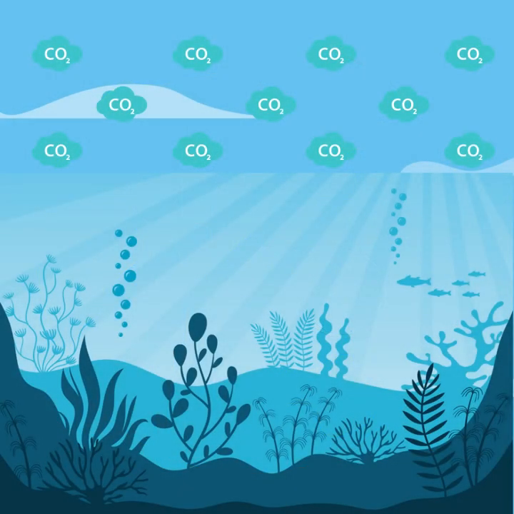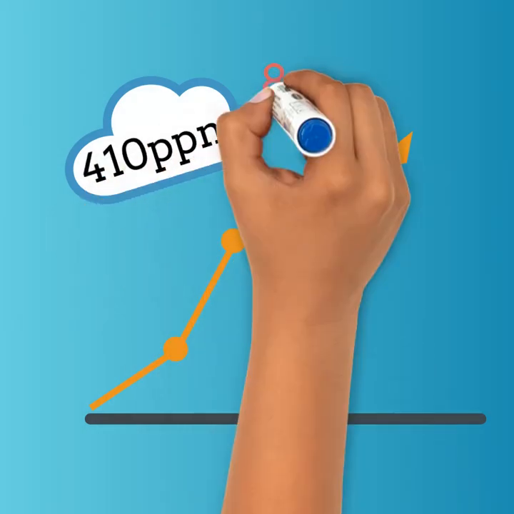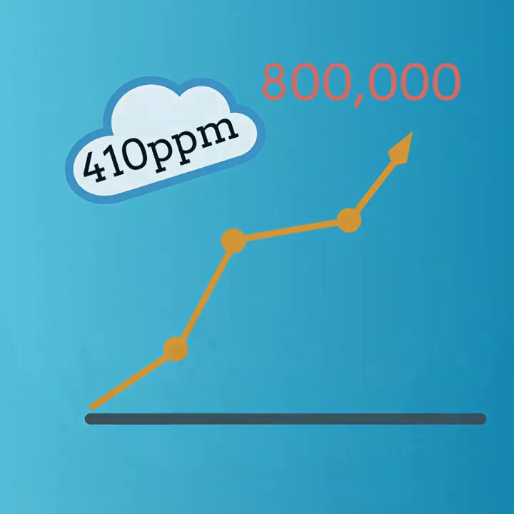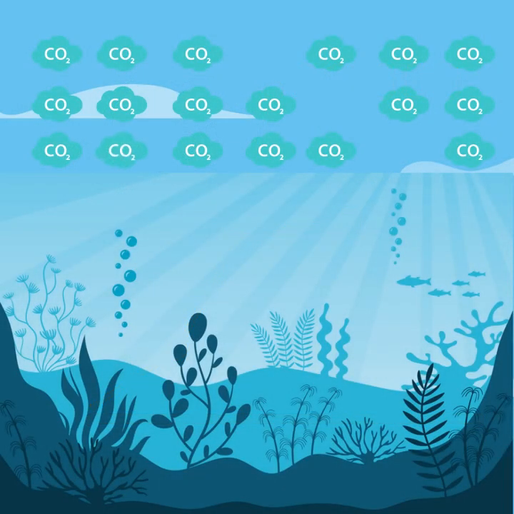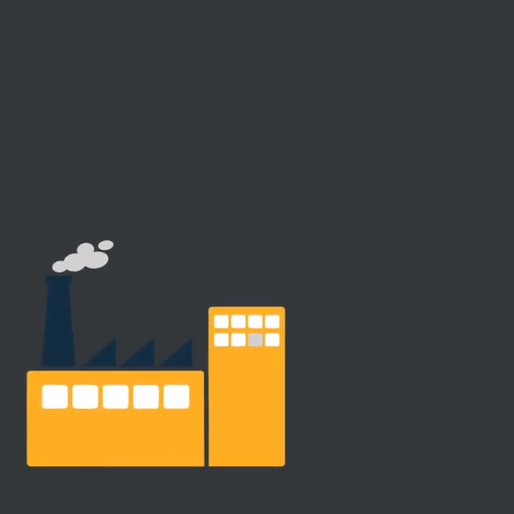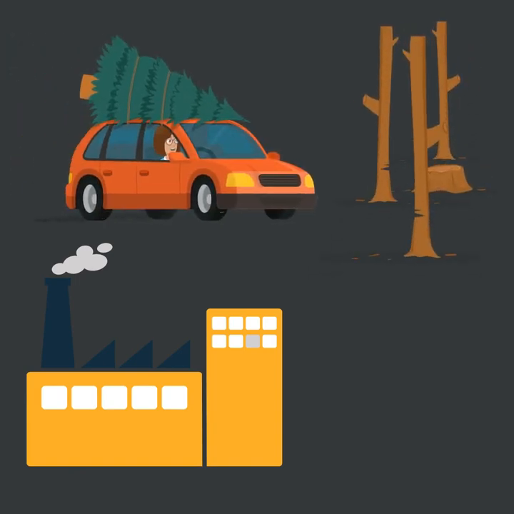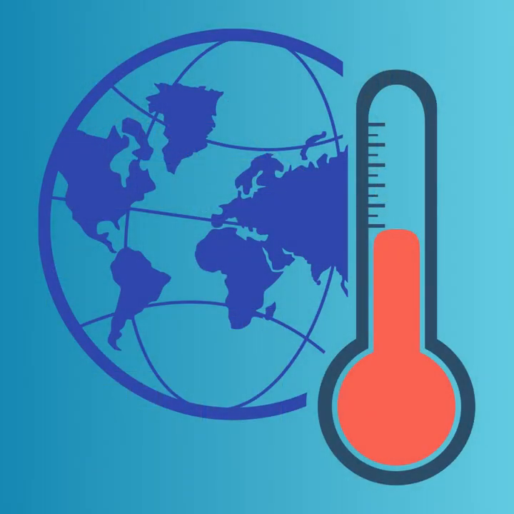Since the Industrial Revolution, atmospheric CO2 concentrations have skyrocketed. The current carbon concentration is 410 parts per million, the highest concentration in 800,000 years. Increasing atmospheric CO2 levels are caused by a variety of human factors, for instance, the burning of fossil fuels, deforestation, and the agricultural industry. These increased CO2 levels will contribute to the warming of our planet.